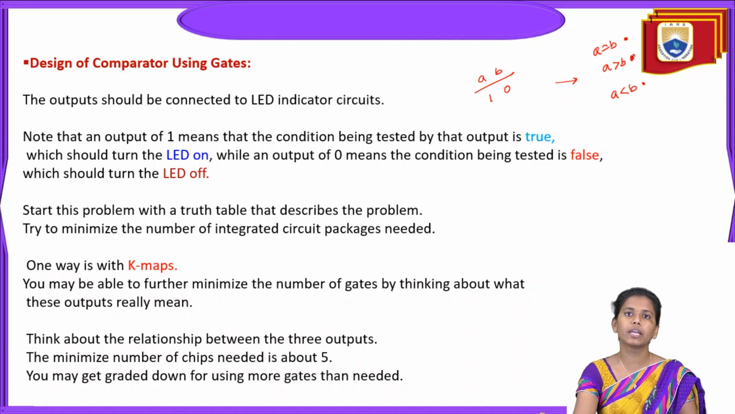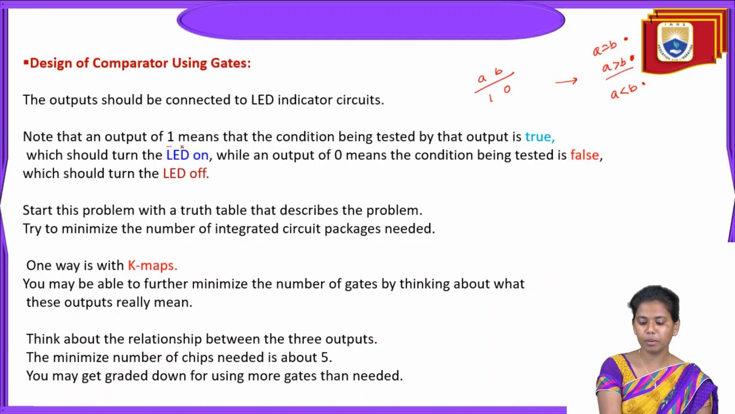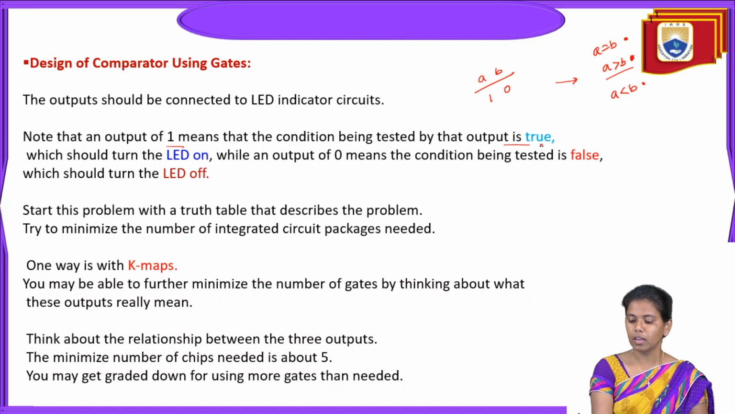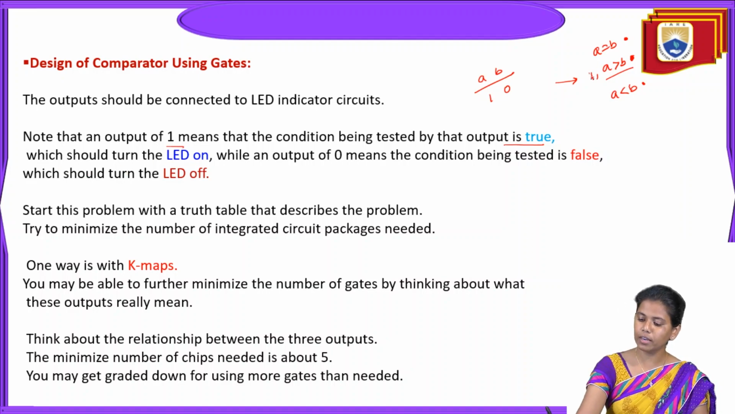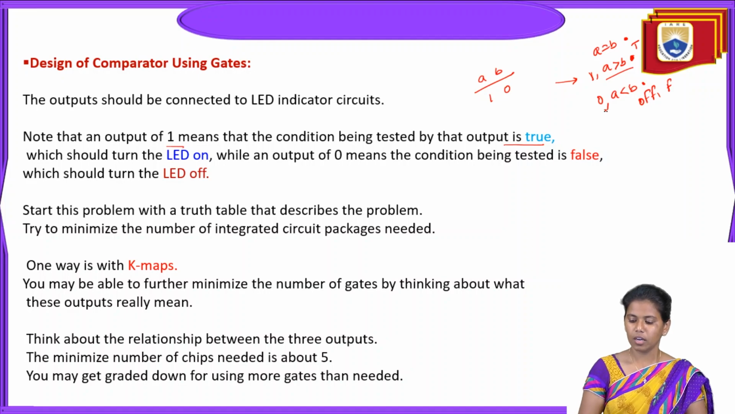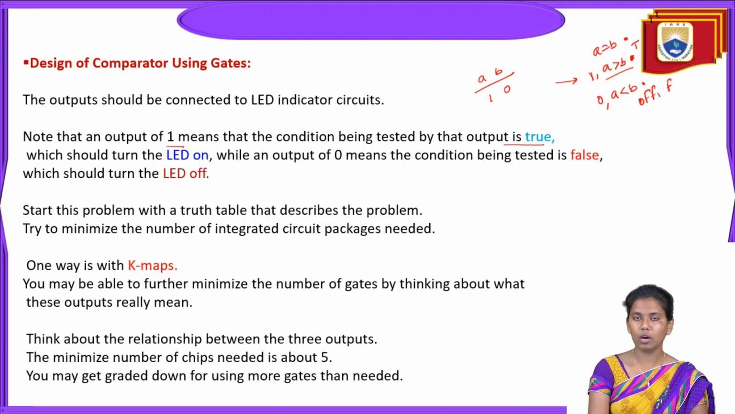By this LED indicator, we can say that for A as 1, B as 0, the A greater than B condition is satisfied. Then note that an output of 1 means the condition being tested by the output is true. So obviously when the output is 1, that means the output is true, the LED is on and the condition is true, right? If it is 0, the LED is off and the condition is false. This is just for understanding purposes, this is how the mechanism of the comparator goes when you connect the LED indicator.